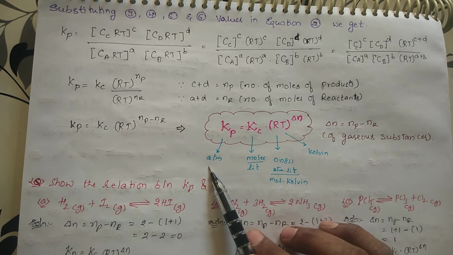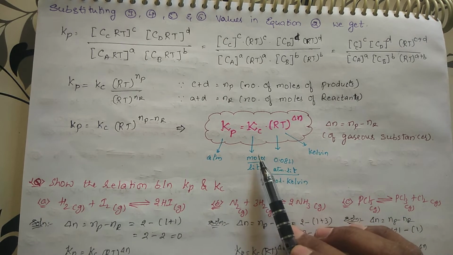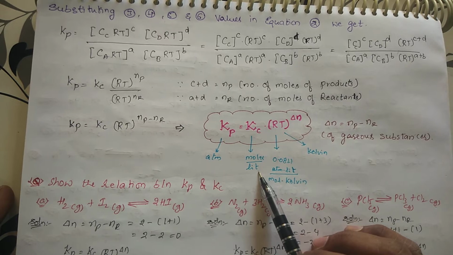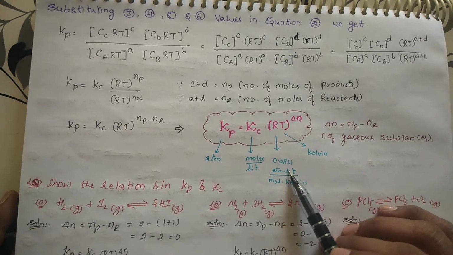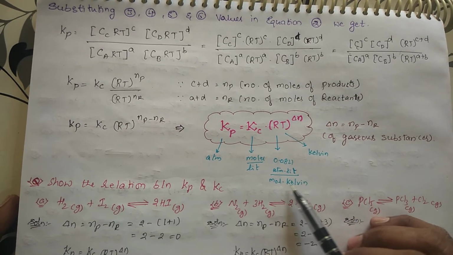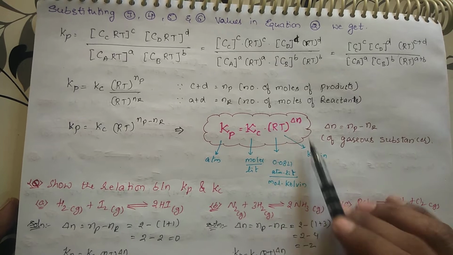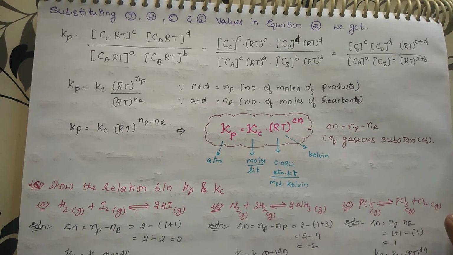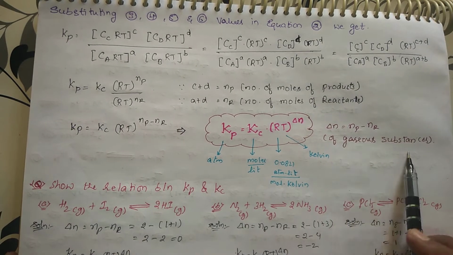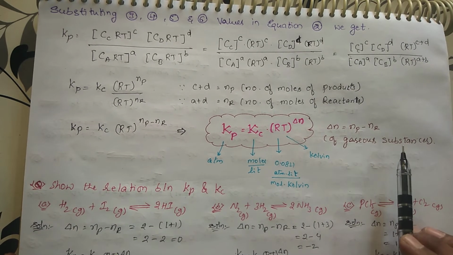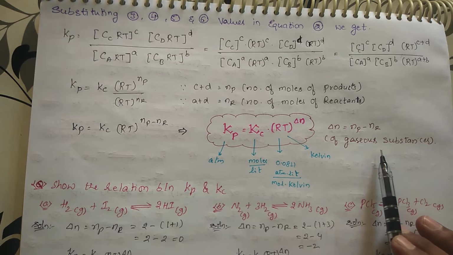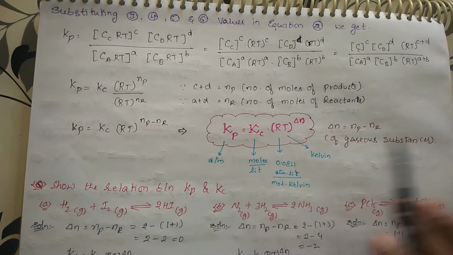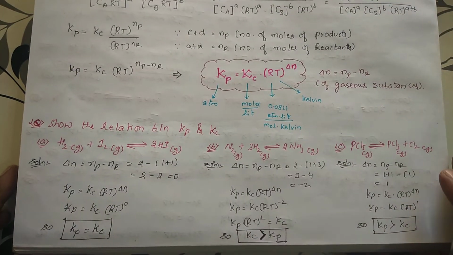Kp is measured in atmospheres, Kc is measured in moles per liter, R is 0.0821 atmospheres liters moles per Kelvin, T is in Kelvin, and N is moles only, right? The number of moles of products minus number of moles of reactants, which are gases only. Remember this: only for gases is this applicable, right? Now let us take some questions and solve them.